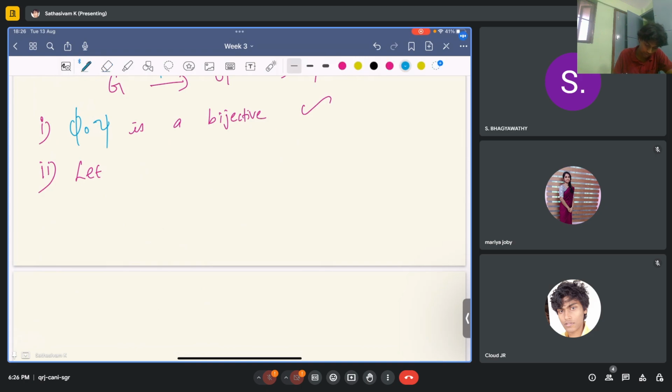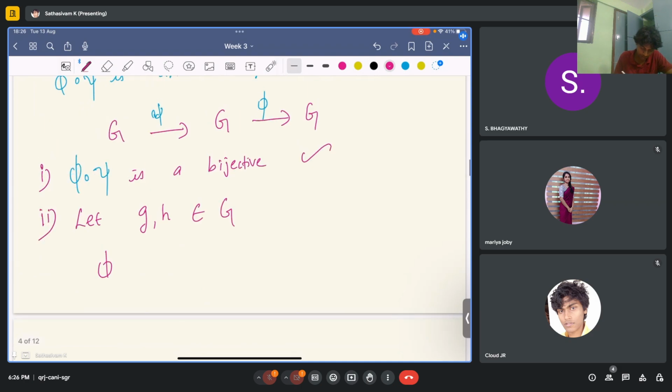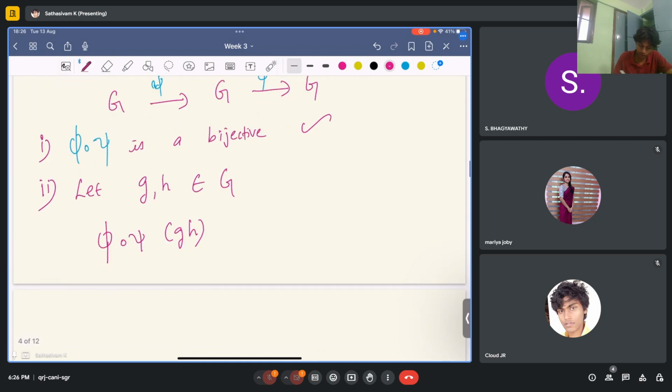So let's take two elements, let's say g, h belongs to G. What I want to look at is phi compose psi of gh. So how does the composition work? You take phi of psi of gh.